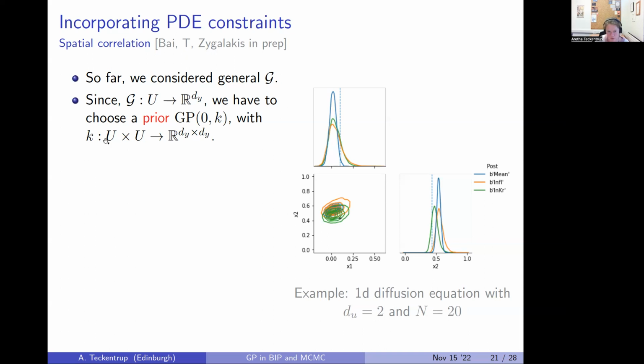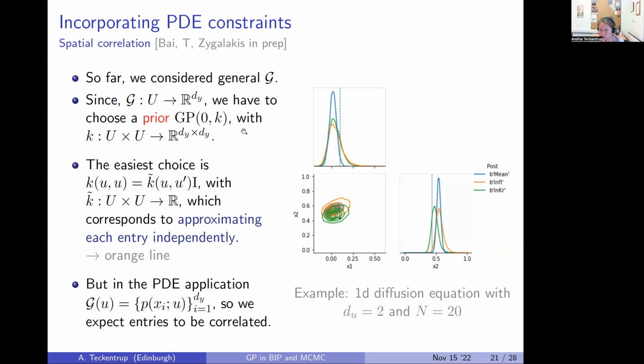If you're emulating vector valued functions, K at UI and UJ is going to give you the covariance between G of UI and G of UJ. And if G is vector valued, that will be a covariance matrix. So you have to then get the required covariance matrix. The simplest thing you can do is to emulate all of them independently. So you just take the dy components of G and emulate each component independently. That corresponds to choosing this covariance kernel K as a multiple of the identity matrix.